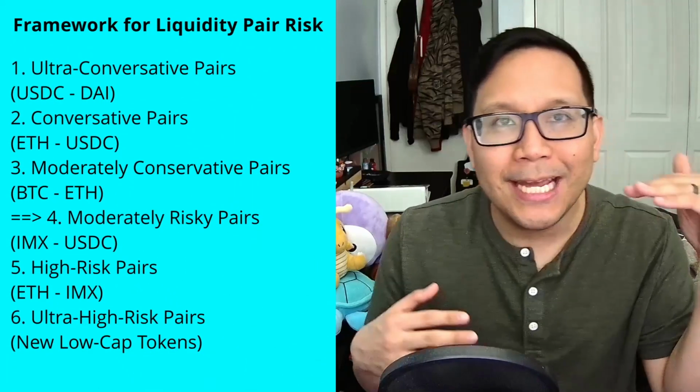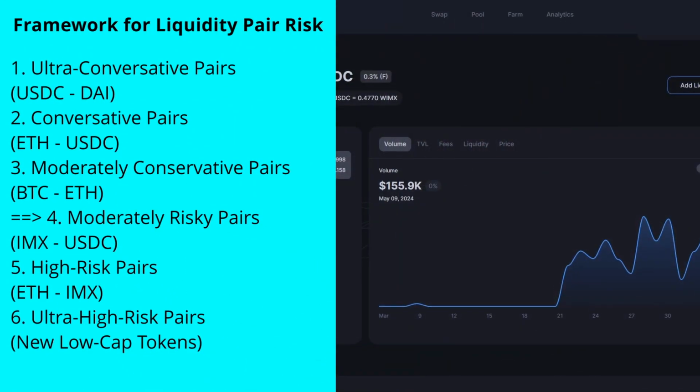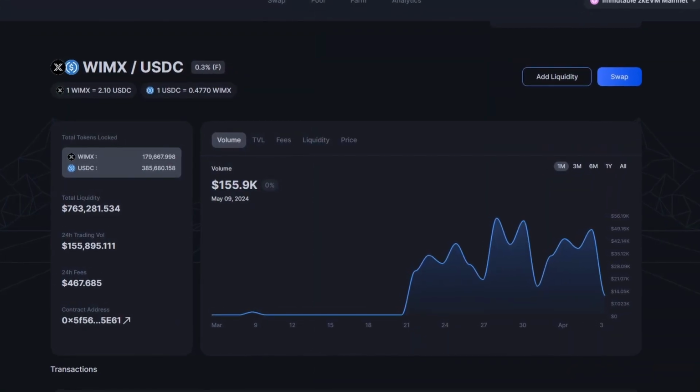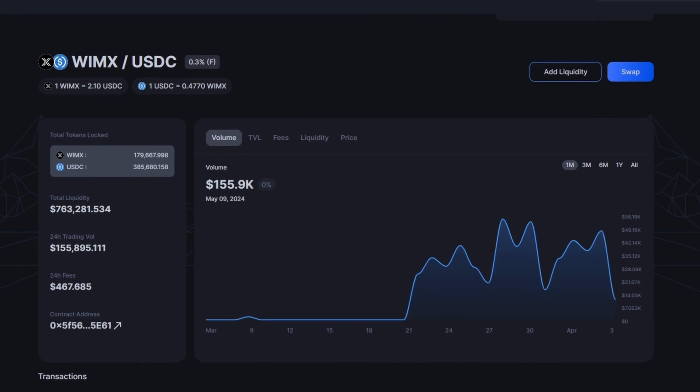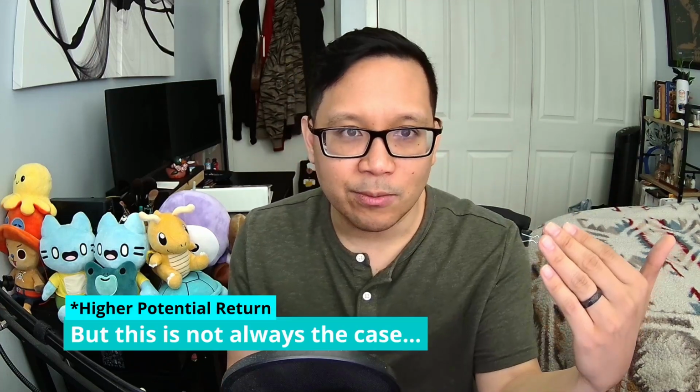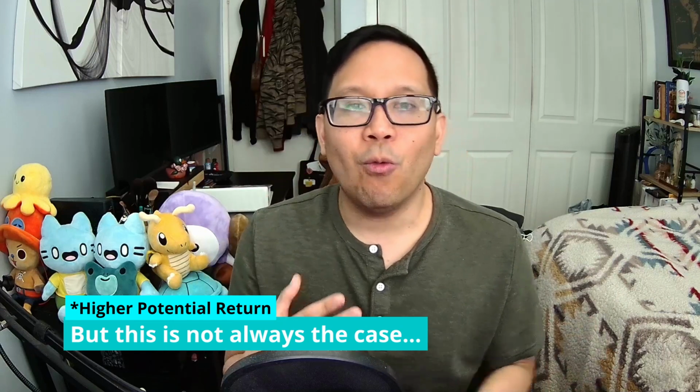Dropping down one level, we get to moderately risky pairs. The example that I gave was IMX to USDC. Risk level here is moderate. This includes a medium cap crypto with a stable coin, exposing investors to medium volatility and market specific risk, buffered by the stability of a stablecoin. It's going to be more risky, more volatile because you have a lower cap crypto, and usually the lower the market cap, the higher volatility that you're going to see, but the higher return as well. So this is going to be good for people who can handle market fluctuations and are looking for better returns than the more conservative pairs that we've already seen.